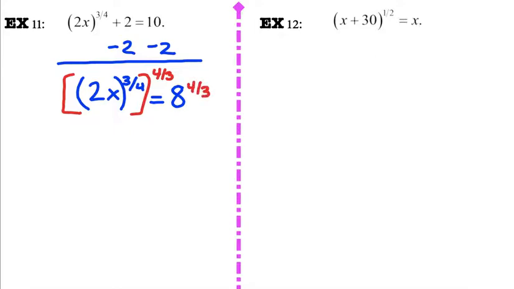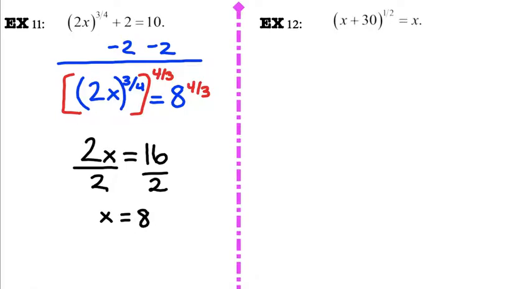When we do so, the parentheses on the left-hand side will fall out and we'll be left with 2x. Now, if you look at your exponent table, it says the cube root of 8 is 2, and 2 to the 4th is 16. So 8 to the 4/3 is 16. Now I divide both sides by 2, and I get x equals 8.